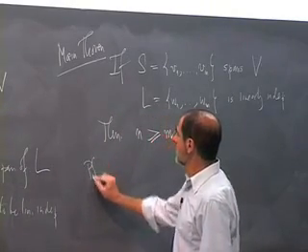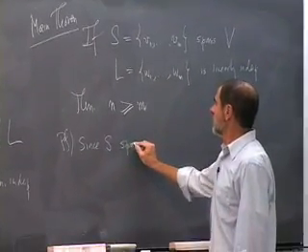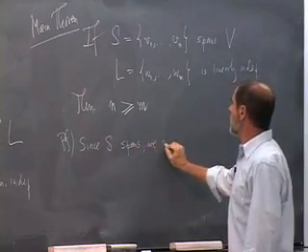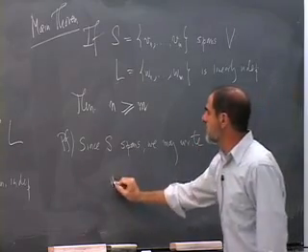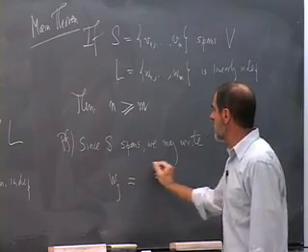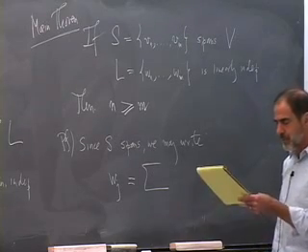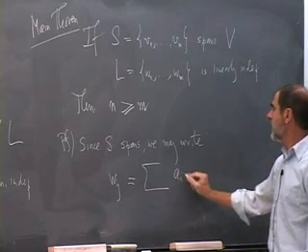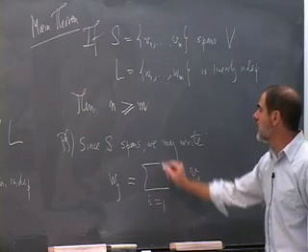Proof. Since S spans, we may write every element in L, which I'll call Wj, as a linear combination of the elements in S. So I'll write that as the sum of Aij Vi, where I sum from i equal 1 to n.